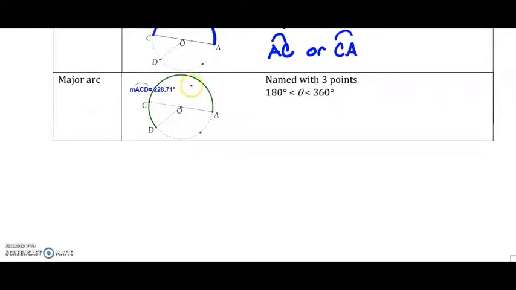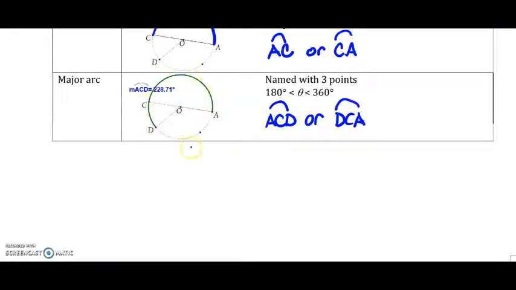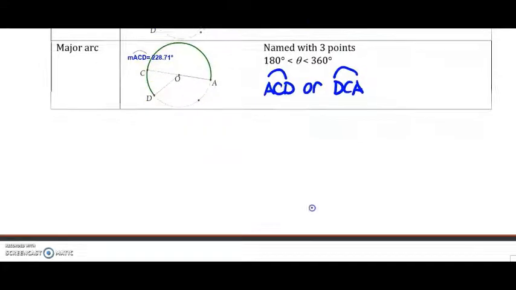A major arc is named with 3 points. It's greater than a semicircle, but smaller than a full circle. So in this case, ACD is the name of the major arc. You could call it DCA. At this point, it won't matter so much. In further studies, you'll see that it's always referred to on the counterclockwise.